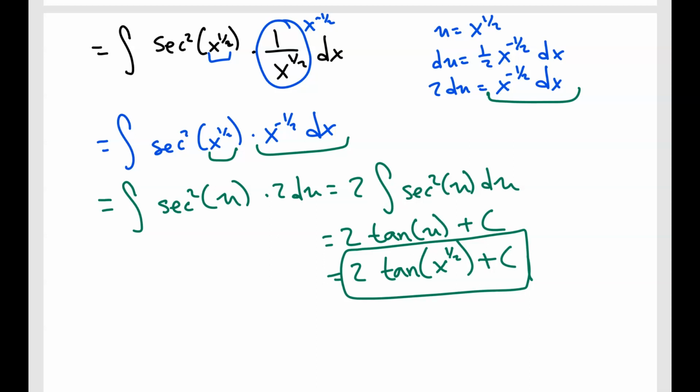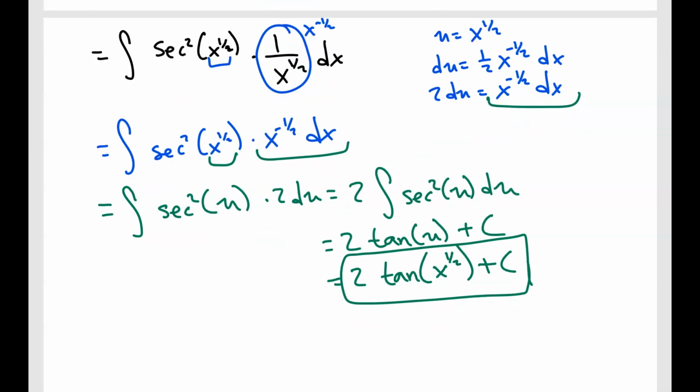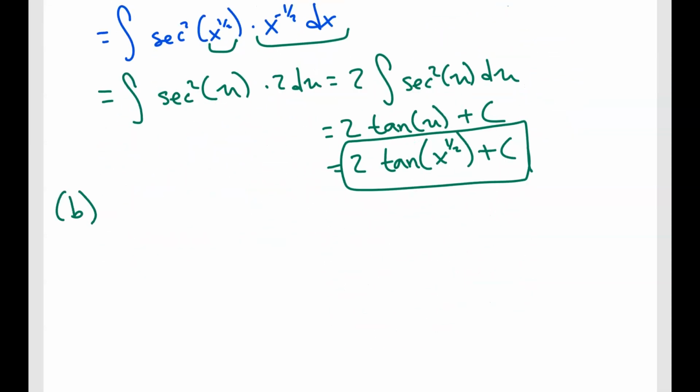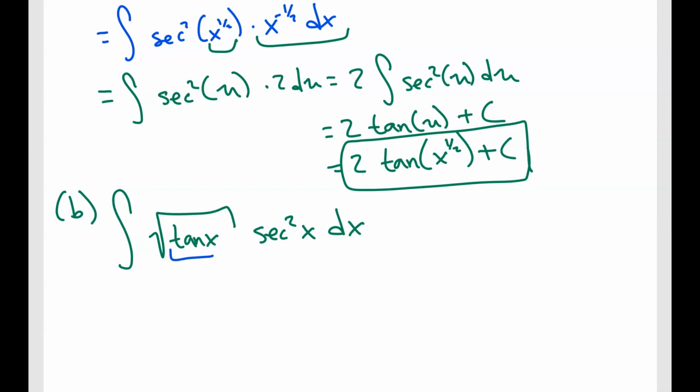All right. Now let's do one last problem. B. So let's say we want to do the integral of the square root of tangent of x, secant squared x dx. The first thing that you want to notice is that you kind of have the derivative of tangent, which is just going to be secant squared. So it's good to make u be your tangent of x. So then your du is going to be the derivative of that, which is secant squared of x dx.